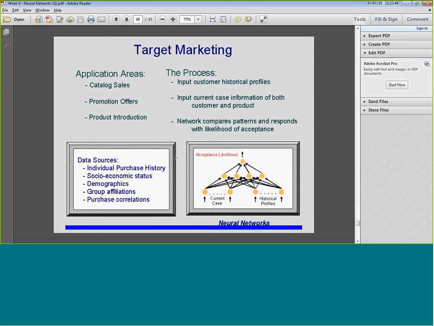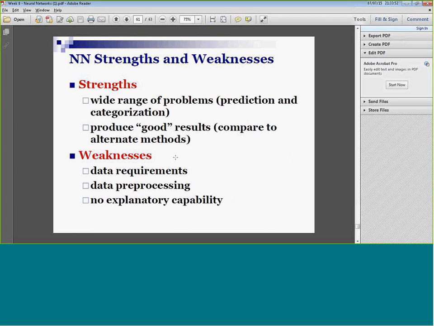Predicting who'll buy something or who'll contribute. Yes, again. Okay. Strengths and weaknesses. The strengths are, of course, we can handle a wide range of problems. Predicting, categorization, a wide range of problems. We get very good results, usually better if the situation is very complex, nonlinear. We get better, more accurate results than we do with regression or decision trees.